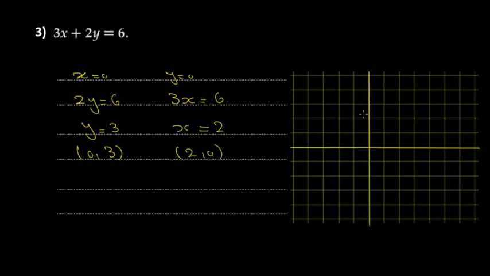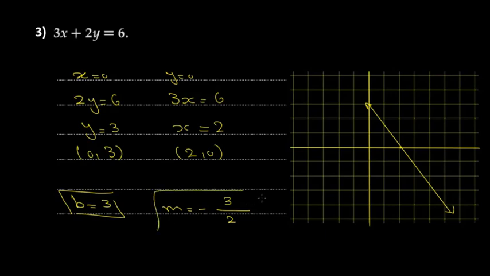The first point is (0, 3). The second point is (2, 0). Then we draw the line passing through the 2 points. From the graph, we can find that the y-intercept is equal to 3. Now we need to find the slope. We have a decreasing line, so the slope will be negative. Going down 3 units and to the right 2 units, rise over run is equal to -3/2.